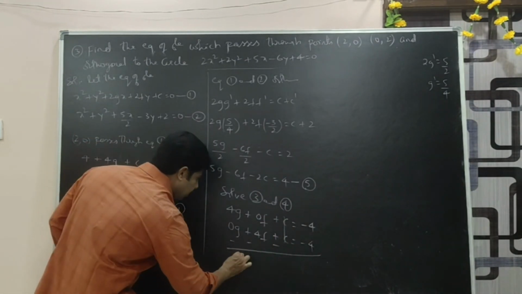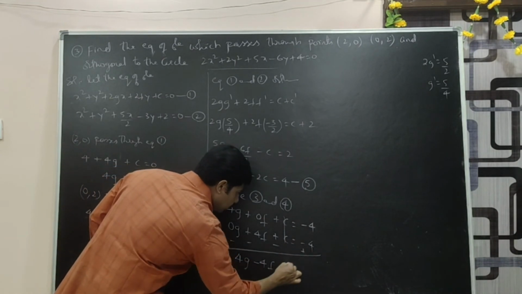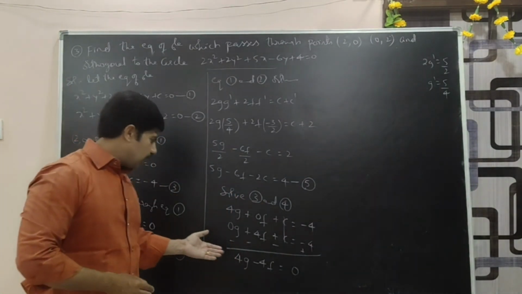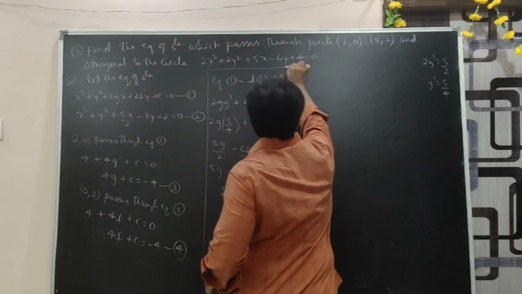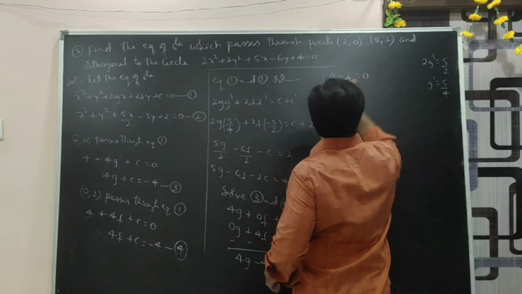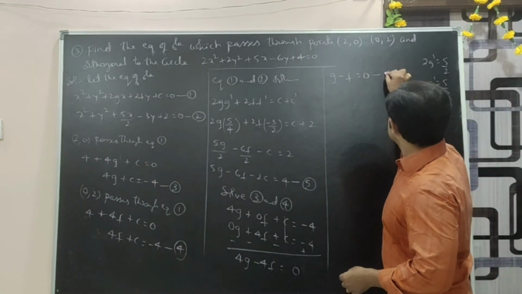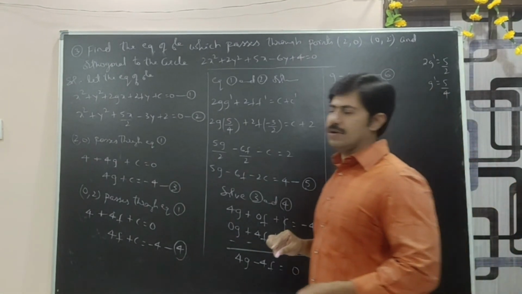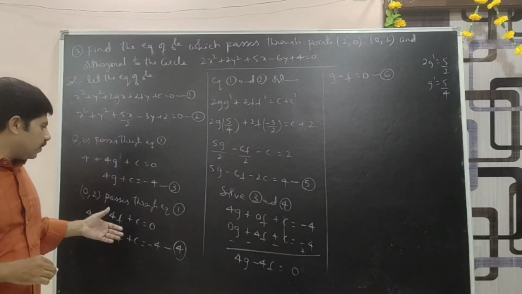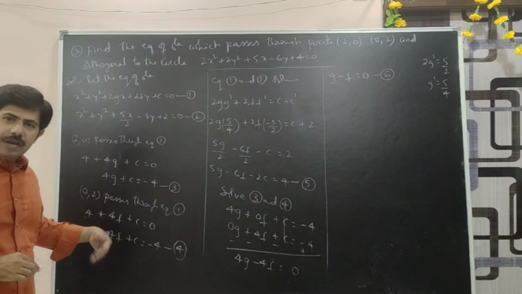Then after that we have 4g minus 4f is equal to 0. Right? Minus 4 plus 4 is 0. So now I take 4 common from this, so that I will get g minus f is equal to 0. Okay, g minus f is equal to 0 is equation 6. Now we have solved 3 and 4 and eliminated c. Right, now we will solve 4 and 5 and again eliminate c.